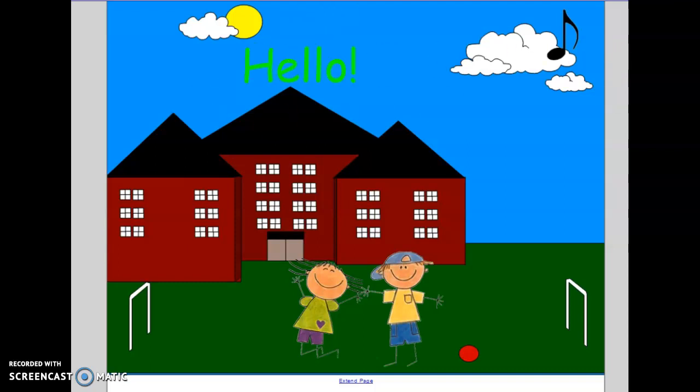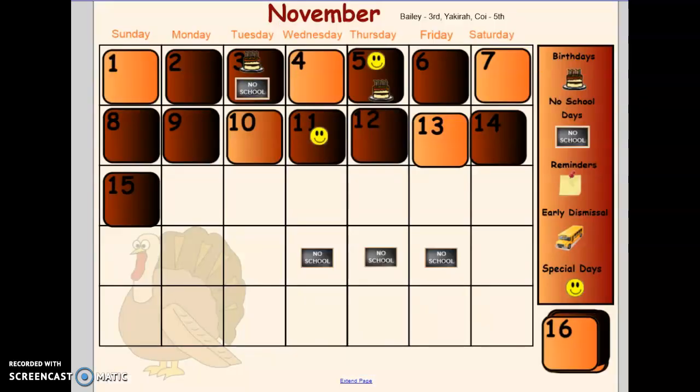Let's jump into calendar. Remember, I say it first and you echo. The month is November. I'm going to add no school here and here. The week of Thanksgiving, you guys will not have school, although Miss Lawler will still be here.